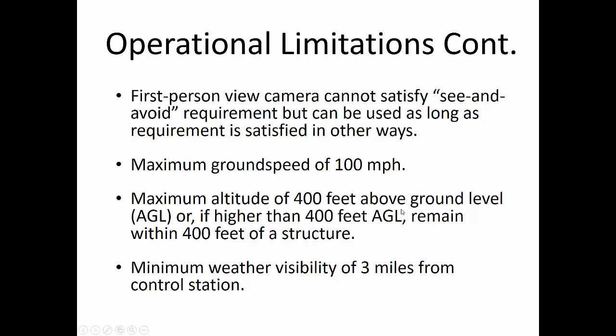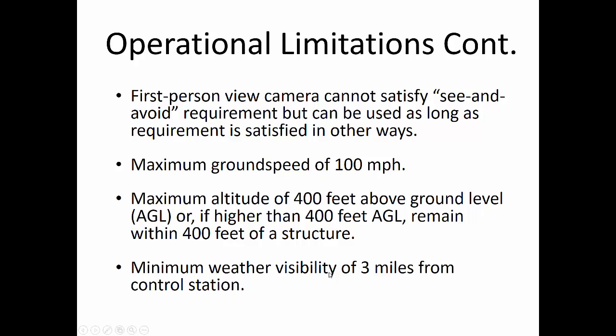Maximum altitude of 400 feet above ground level. We've seen that in the recreational rules. The only change from a Part 107 standpoint is if higher than that. So if you're inspecting a structure that is over 400 feet, you have the right to fly 400 feet within that structure. So you have an envelope around that structure of 400 feet. So if the tower was 400 feet, you could fly 400 feet above that, with stipulations of where you're at in the airspace.